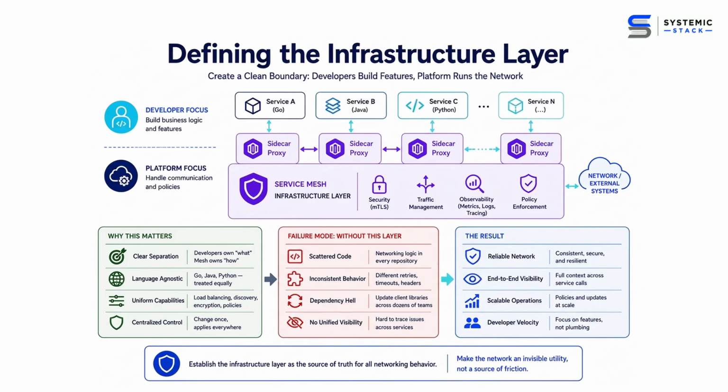Defining the infrastructure layer is the first step in bringing order to that chaos. A service mesh works as a dedicated layer that sits right next to your applications, handling all service-to-service communication independently of the business logic. What matters here is that it creates a clear boundary. Developers focus on features while the platform handles the network.